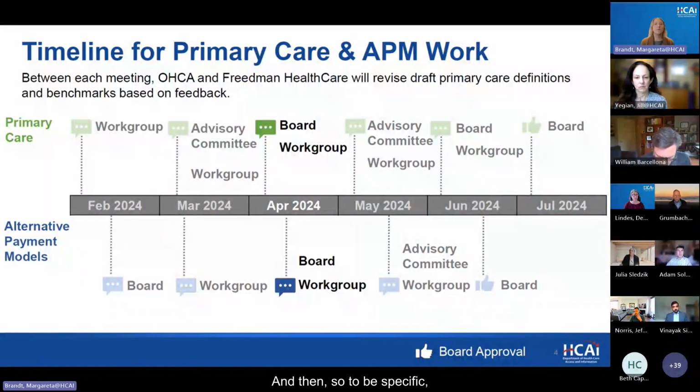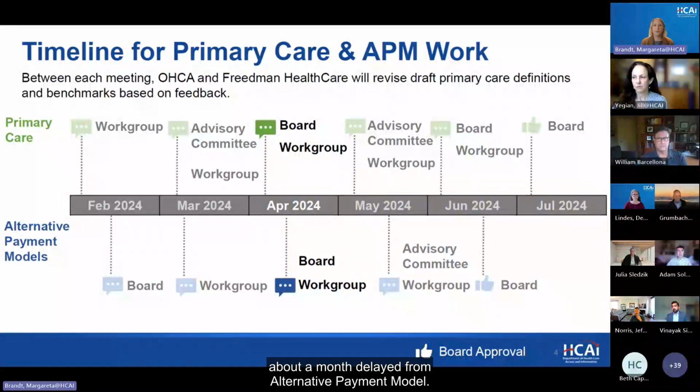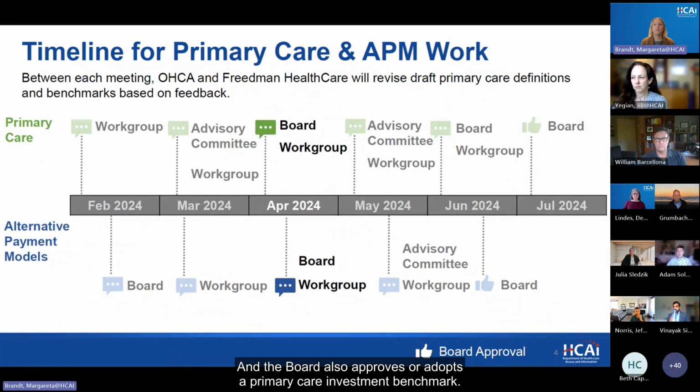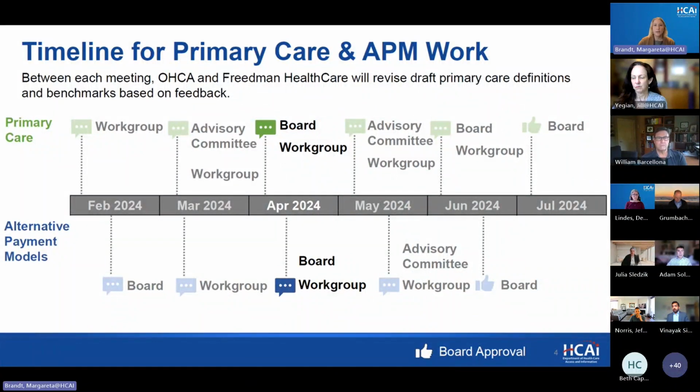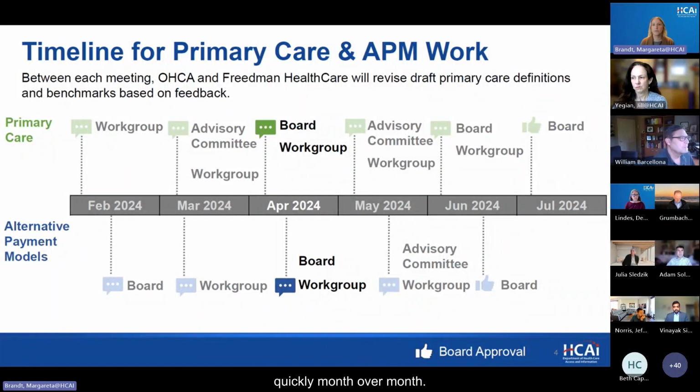To be specific, the board does approve or adopt the alternative payment model standards and approves or adopts the alternative payment model goals. For primary care, the timeline is about a month delayed from alternative payment model. We are planning to come back to the board and the work group in June, and then present our final recommendation in July for primary care. The board also approves or adopts the primary care investment benchmark. I hope that helps address the question related to the board's role and outlines our timeline. We have several statutory deadlines that we're working towards, so recognize that some of this work is moving quite quickly, and we're iterating quickly month over month.